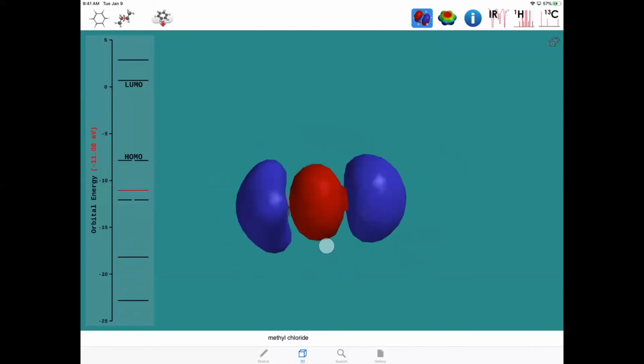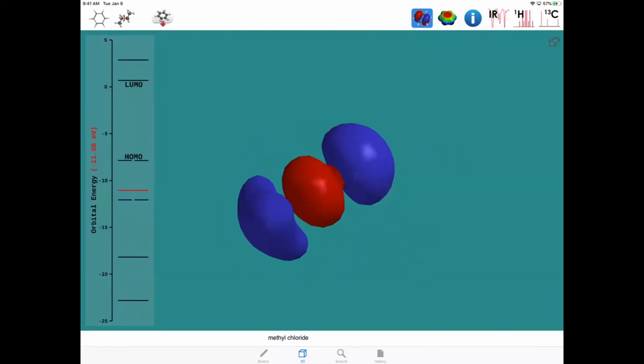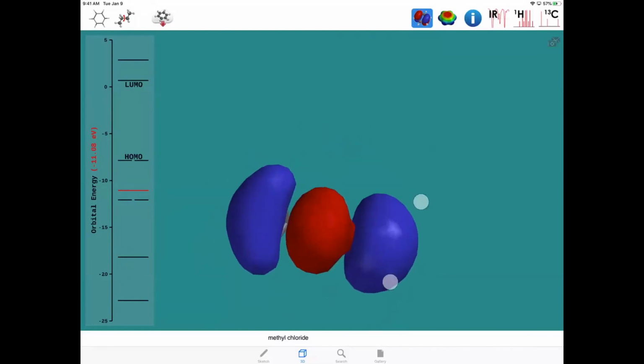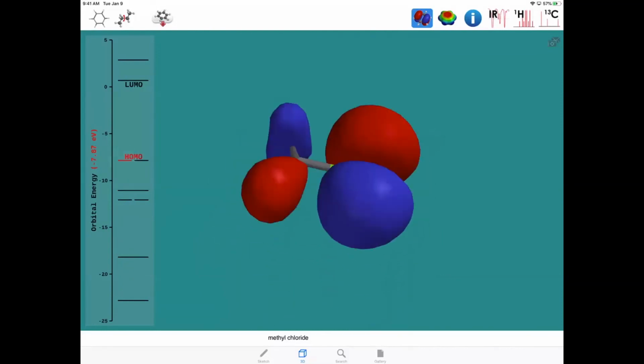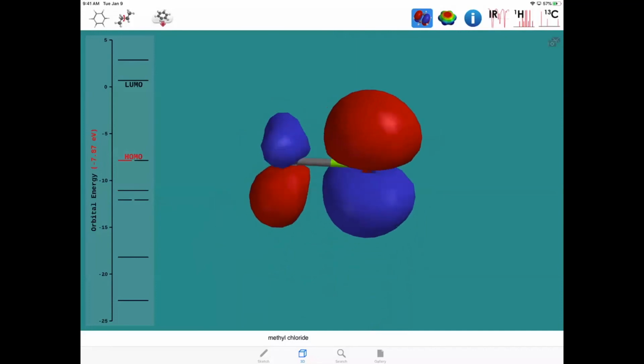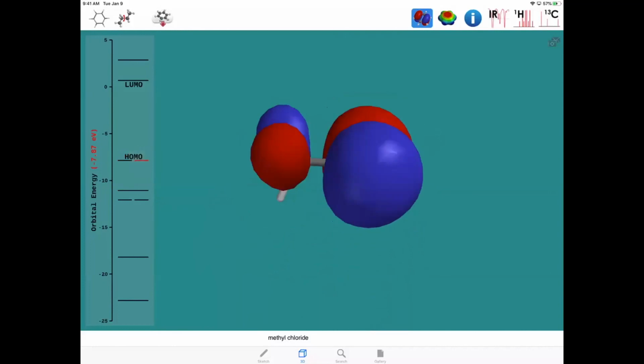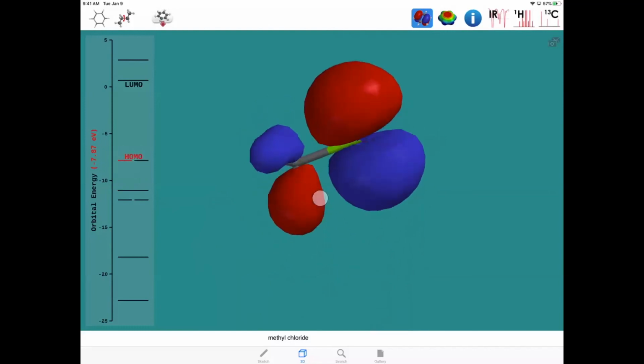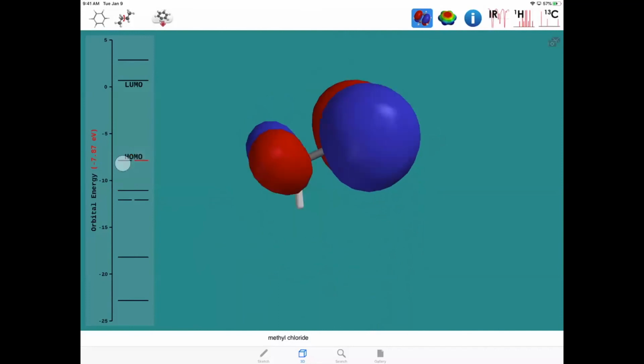Here is the sigma on carbon plus the 2p or the pz orbital on chlorine. Looks like what we would expect for a sigma bond. Sorry, kind of moving all over the place. And we've got 2 degenerate lone pairs in our highest occupied molecular orbital, which are mostly on chlorine, but also have a little bit of carbon-hydrogen bonding. We'd call these 2 our lone pair.